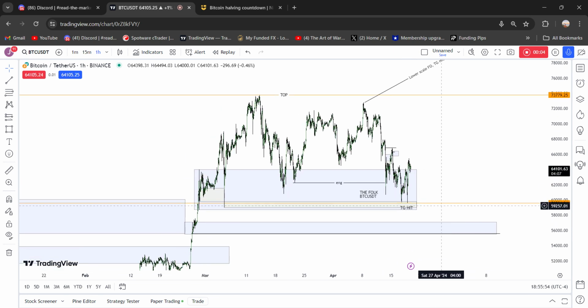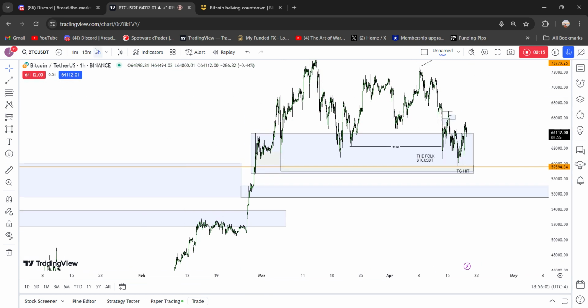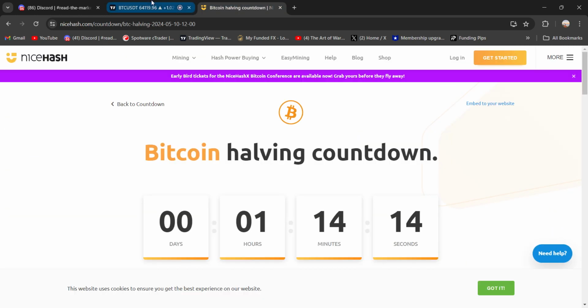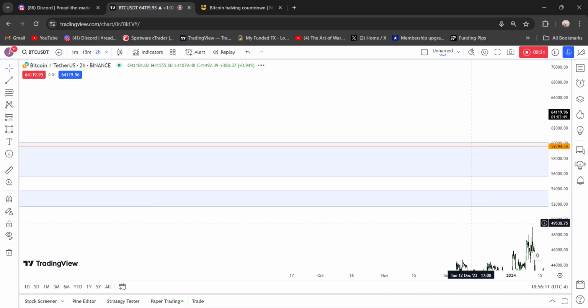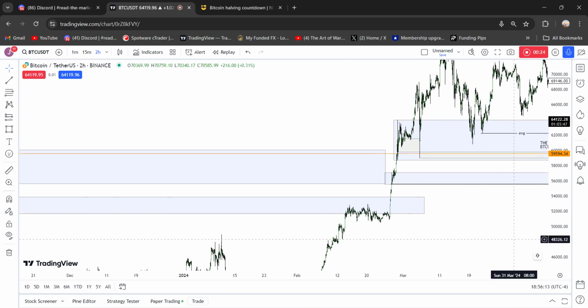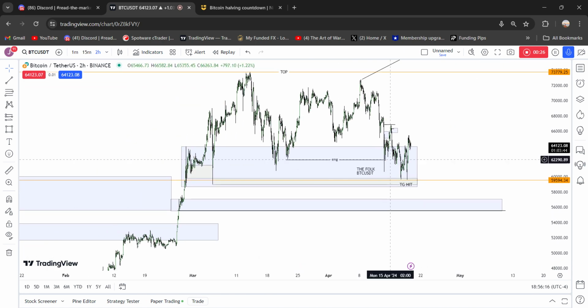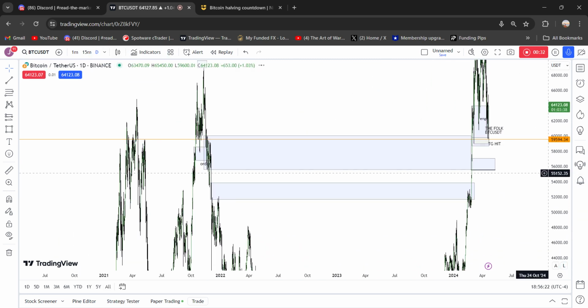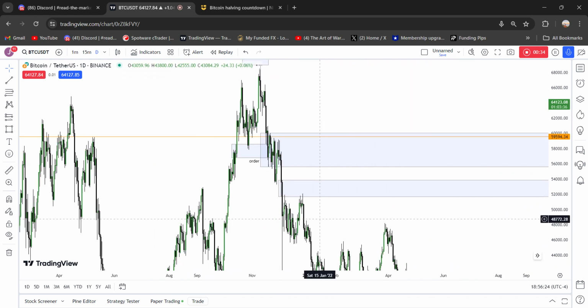Hi everyone. Today I'm going to talk about the Bitcoin BTC USDT chart, and I'm seeing a potential long setup here, and we are roughly around 1 hour away from the Bitcoin halving. So I'm expecting a few moves upside in here. What I'm going to show you is the major zone that is playing out in the market.